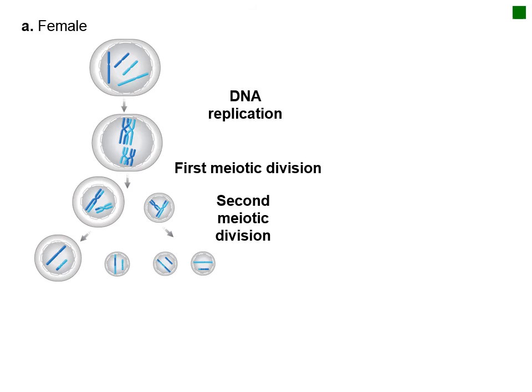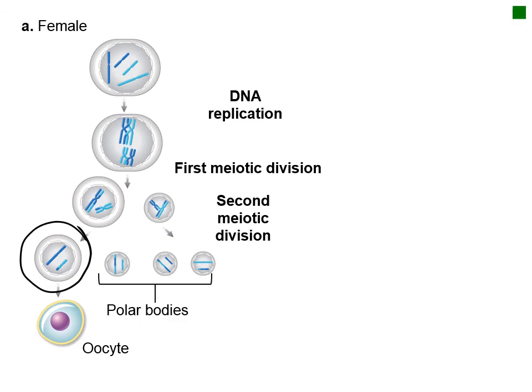In meiotic cell division, the division of the cytoplasm differs between males and females. In females, the cytoplasm is divided very unequally in both meiotic divisions. Most of the cytoplasm remains in only 1 of the 4 daughter cells. This will develop into the functioning egg, which is called the oocyte. The smaller cells are called polar bodies, and they are non-functional and are degraded.